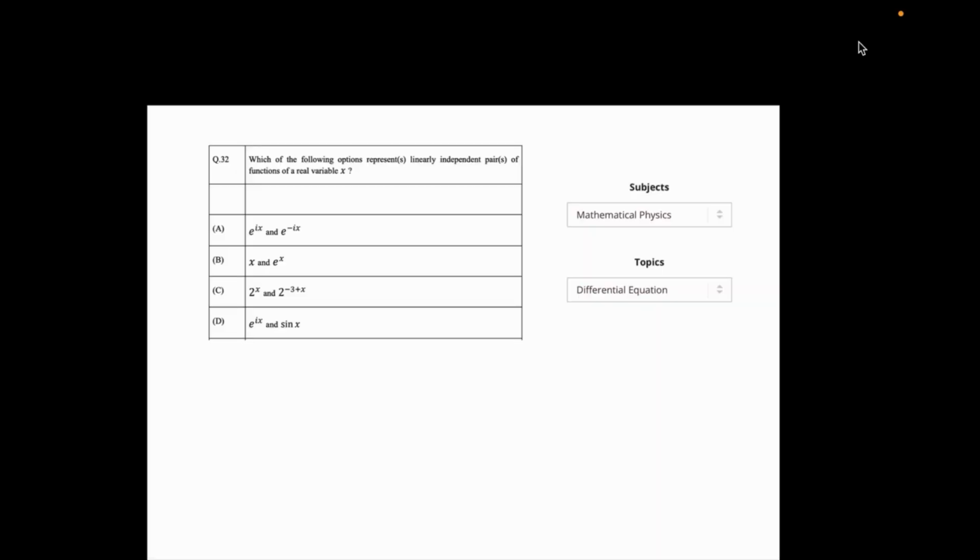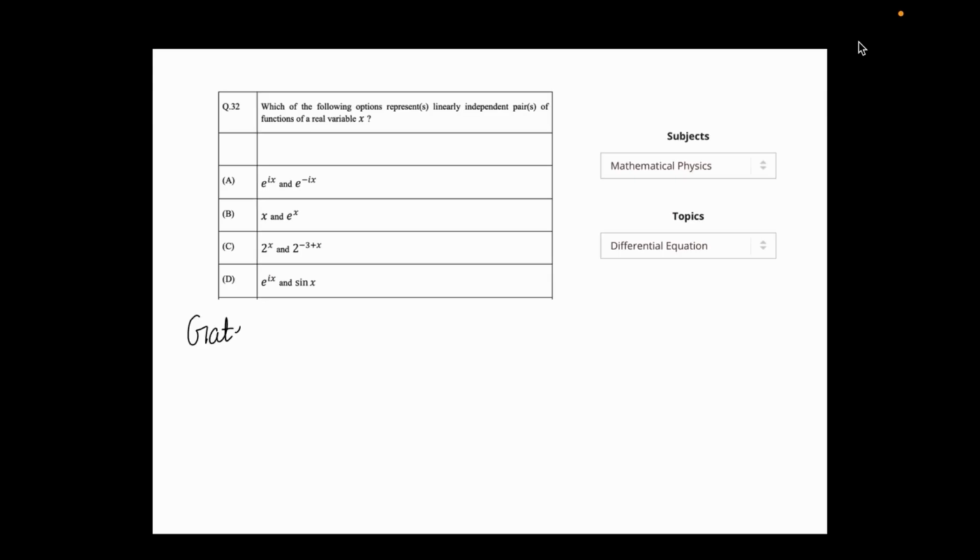This is Robin. So we will be discussing the GATE 2023 question from physics. So as you can see, before we start, the first thing we need to see is which concept is required for this question.